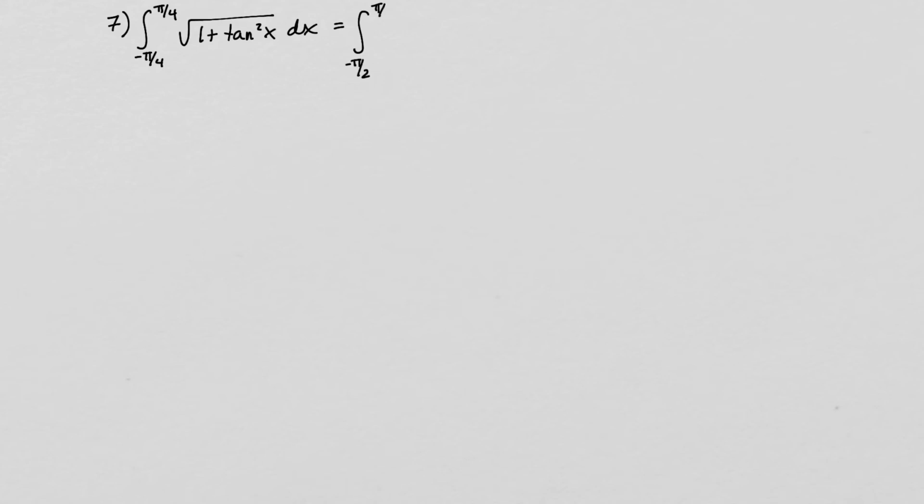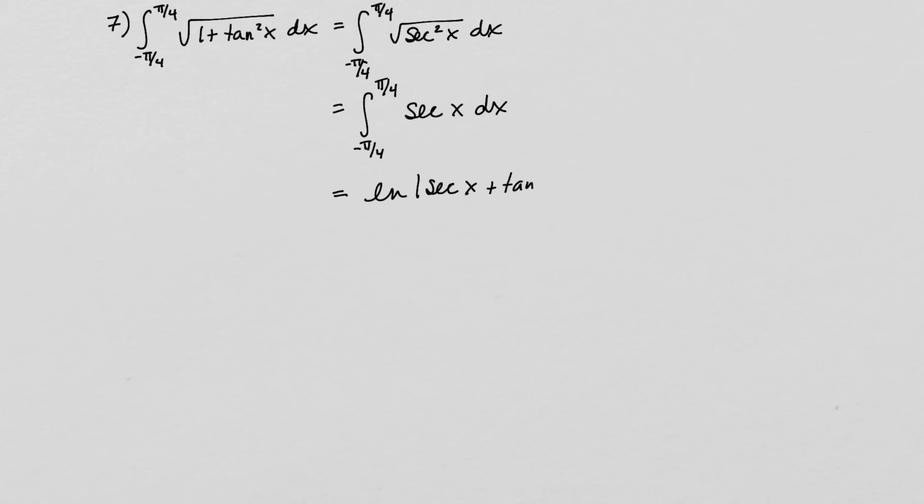So I have minus pi, not over 2, over 4 here. So minus pi over 4 to pi over 4 of the square root of secant squared x dx, which would be equal to the integral from minus pi over 4 to pi over 4 of secant x dx. And then secant x is one of the ones I gave you on the sheet. So it's just the natural log, the absolute value of secant x plus tangent x, evaluated from minus pi over 4 to pi over 4.